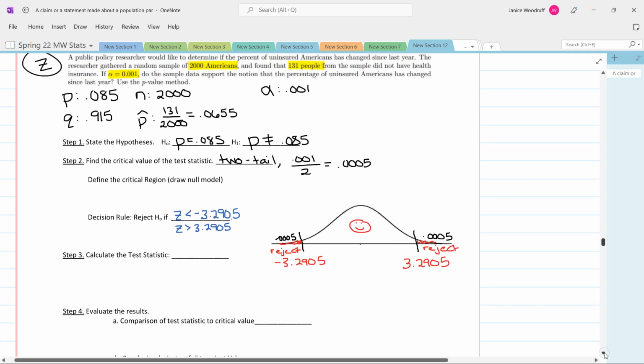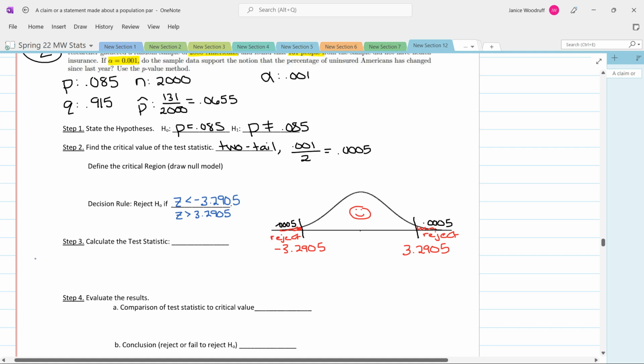All right, so we'll calculate the test statistic. So we first do the standard deviation of p hat. So that'll be p times q, so we got 0.085 times 0.915 over our sample size, 2,000.